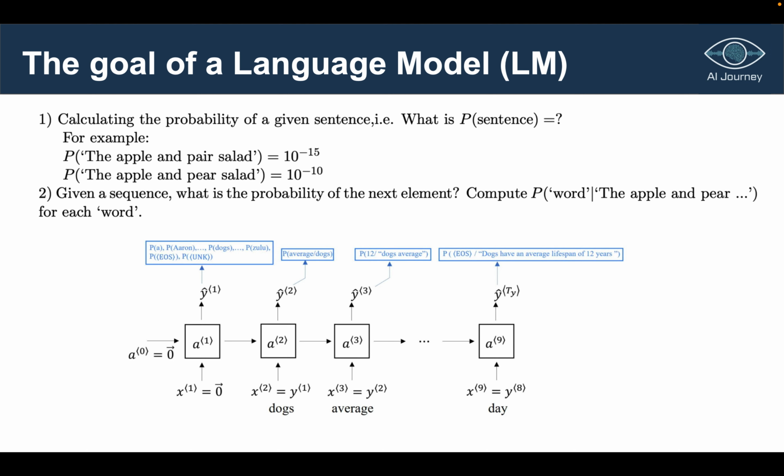For example, the sequence "the apple and pear salad" has a probability of 10^-15 given a language model LM, and the sequence "the apple and pear salad" written correctly has a bigger probability, which is 10^-10, given this language model. So the language model is much more likely to produce the second sequence than the first. This is the full premise, or the full goal, of a language model: we need to assign higher overall probabilities to sequences that make sense than to sequences that don't.